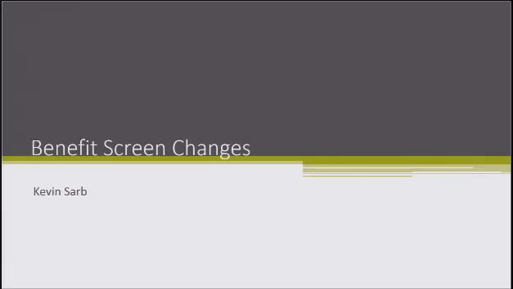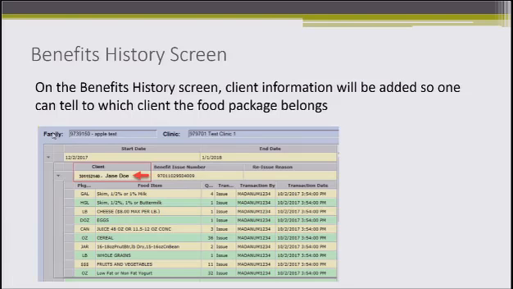Next, I would like to address the benefit screen changes that will be occurring with the next release. The expired column will be removed from the grid on the benefit inquiry screen, as the expired benefits are currently not displayed in the grid anyway. On the benefits history screen, client information will be added so that one can tell to which client the food package belongs.